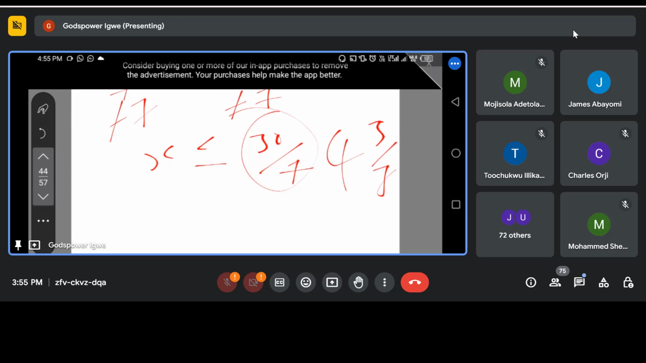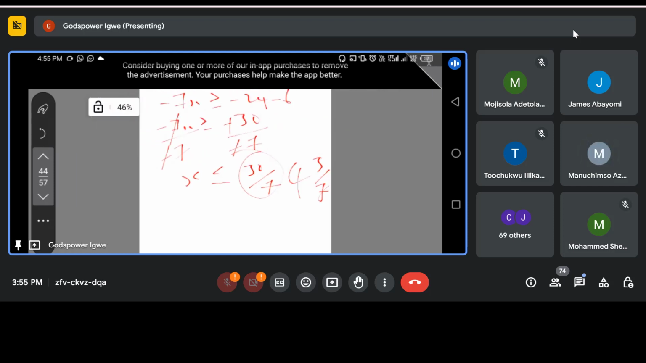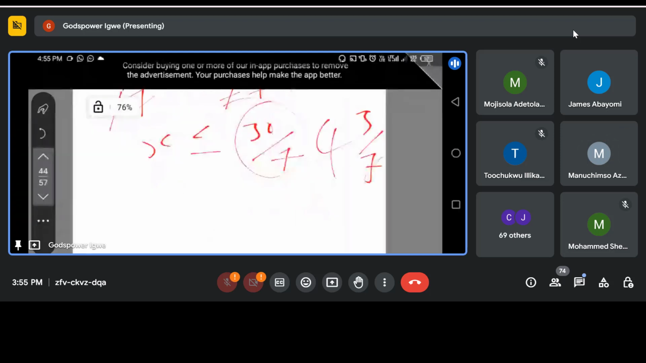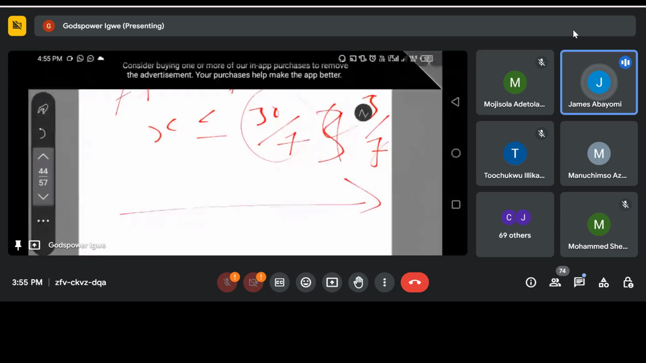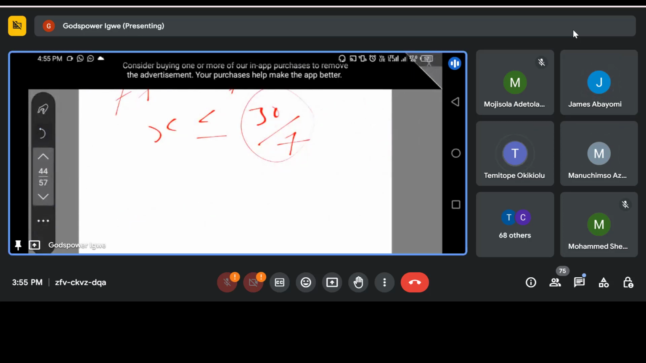Sometimes they will not give you 30 over 7, they will bring this particular one. So by the time you start looking at 30 over 7, you don't see it. So you see those two values, they can either bring 7 going into 30, 4 and 2 over 7.